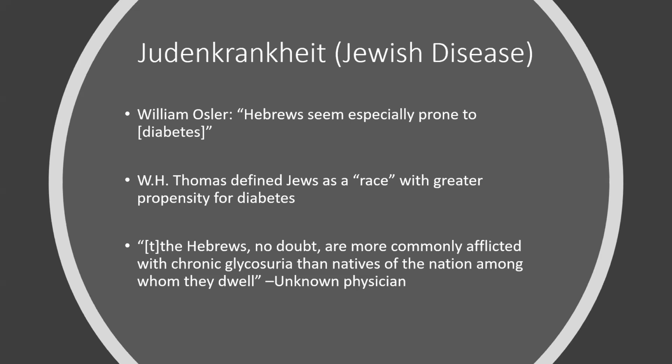The Hebrews, no doubt, are more commonly afflicted with chronic glycosuria than natives of the nations among whom they dwell. So the argument in part was that this was a disease of civilization, that the more civilized an individual or group of people really were, the more vulnerable they were to diabetes. And the argument was that African-Americans and other non-white groups were not civilized enough to be afflicted by this civilized disease that results in a sort of nervousness.